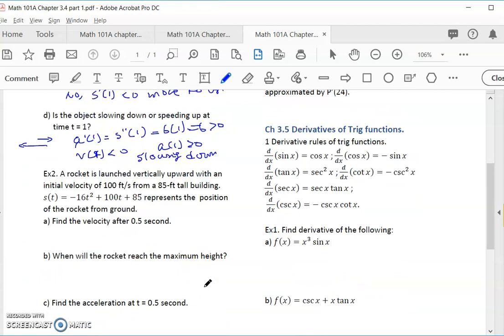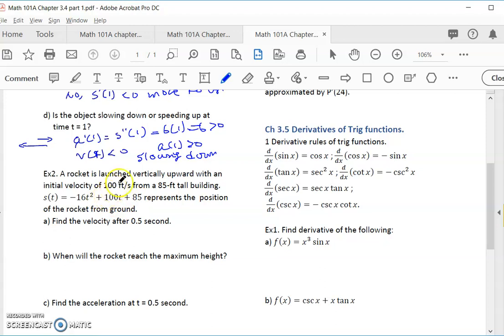Example 2 is about a vertical motion. When you have vertical motion, the motion is affected by gravity of negative 16t squared. And we know that there are 3 parts of the s of t function. This is about gravity. This is about if there's a force that pushes it up or down.